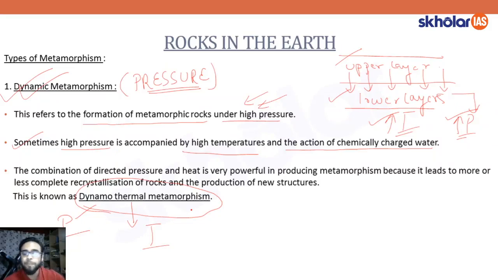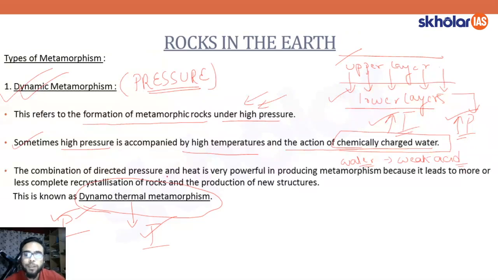One more point, along with pressure and temperature, metamorphism can also be caused by chemically charged water. If you remember, water can be considered as a weak acid as well. Meaning the water which is present in the oceans is not neutral, but rather it is a weak acid. So they can also cause metamorphism up to a certain extent, but the major role is played by pressure and temperature. Understood?